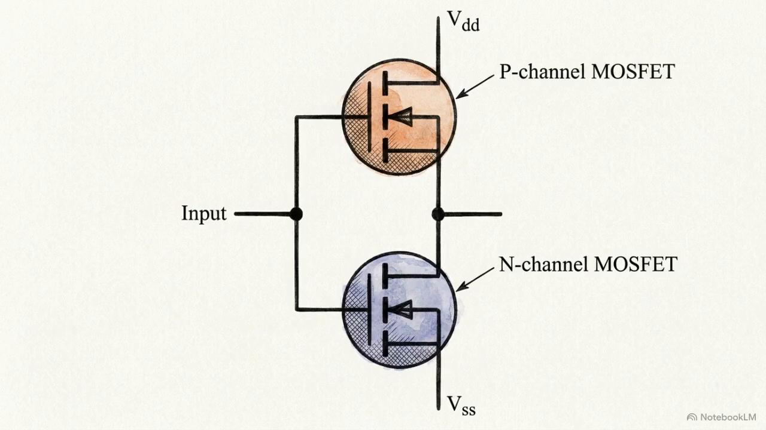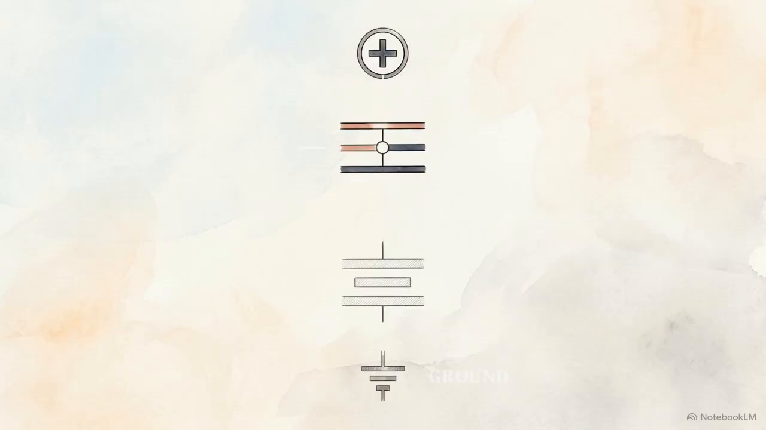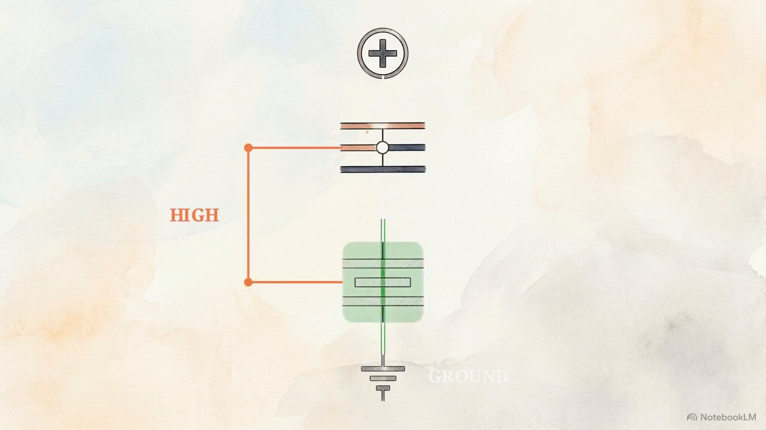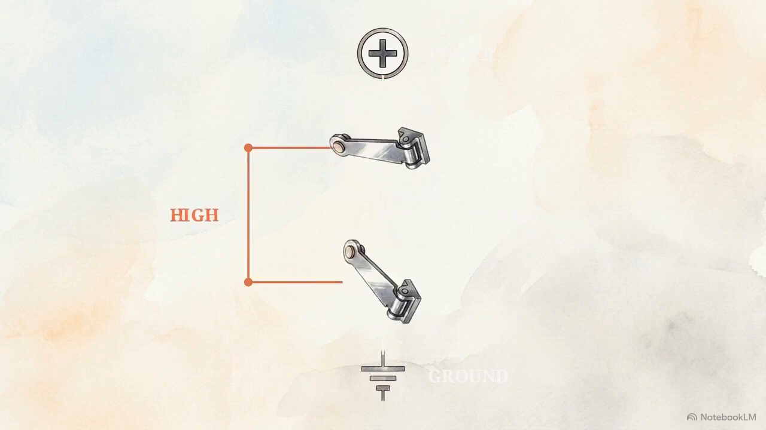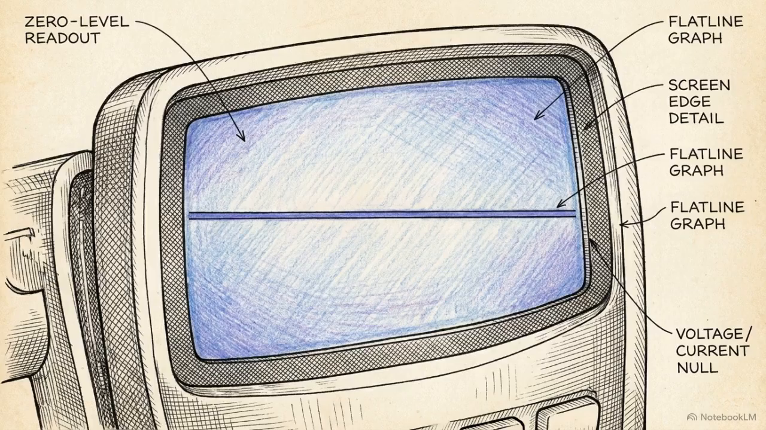The utility of this switch is realized in complementary metal oxide semiconductor logic, or CMOS. CMOS pairs an N-channel and P-channel MOSFET, controlled by a shared input line. When input switches high, the NMOS turns on to ground, and PMOS turns off. When input drops low, the opposite occurs. PMOS connects to power, and NMOS turns off. Because one transistor is always completely off in any steady state, there is never a direct path from power to ground. The circuit draws virtually zero static current.